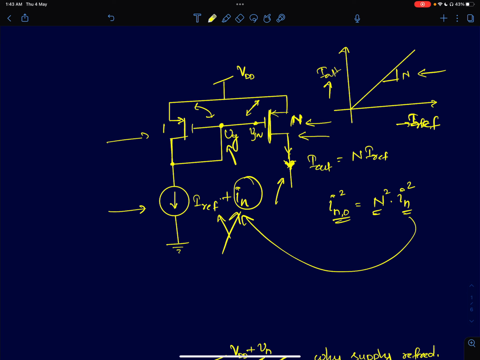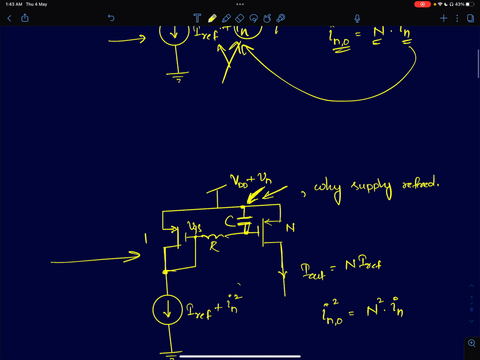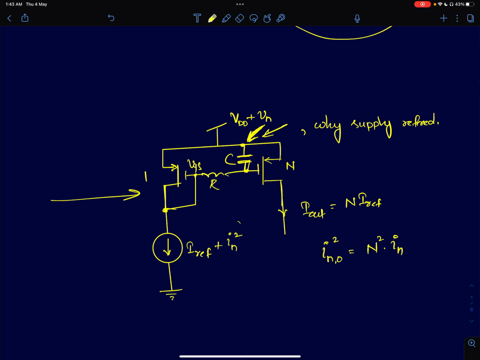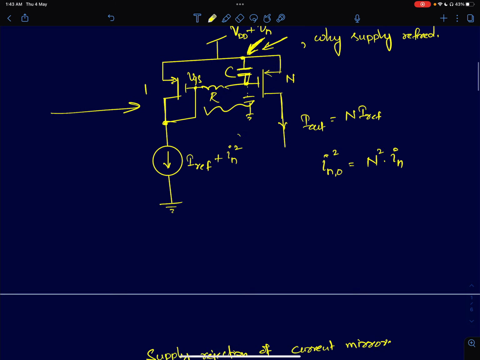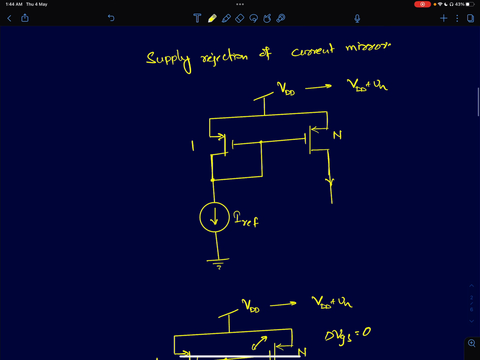Let's keep these points in mind, and we will now go back to our discussion, where I'll try to explain why we need this RC filter and why we should connect the capacitor to the supply. Does it make any difference if I had connected this capacitor to ground? To understand that, we have to understand another very important property of a current mirror, which is the supply rejection property of a current mirror.